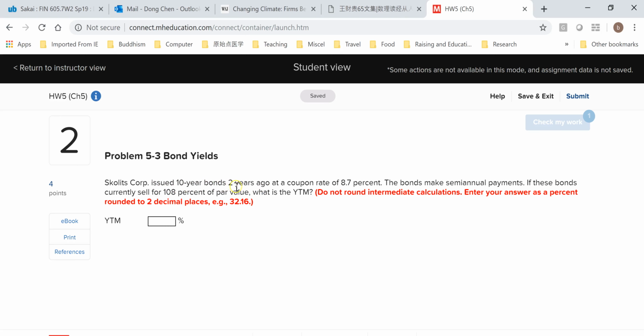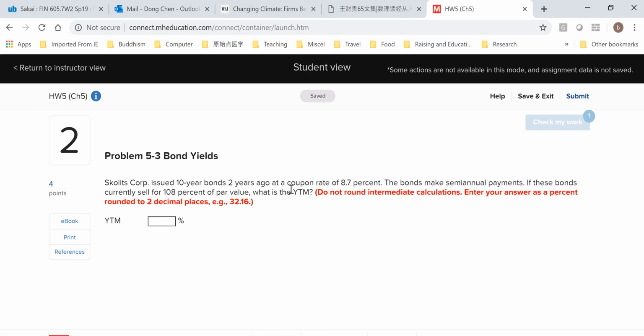What we care about is the remaining maturity. Since the bond was issued 2 years ago, and when it was issued it had a 10-year maturity, the remaining maturity is only 8 years, and that's what matters in terms of the valuation, and in this case, calculation of the yield to maturity. At a coupon rate of 8.7%, the bonds make semi-annual payments, so this is a semi-annual case. If these bonds currently sell for 108% of par value, what is the YTM?